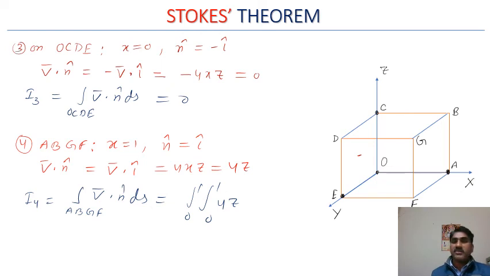On ABGF, you can see this surface, y varies and z varies, so we have dy dz. x is constant, x is equal to 1, so on this surface only y and z vary. So this is dy dz, and after evaluation of 4z we get z square by 2, so we will get 2. And now we evaluate on the rest two of the surfaces.